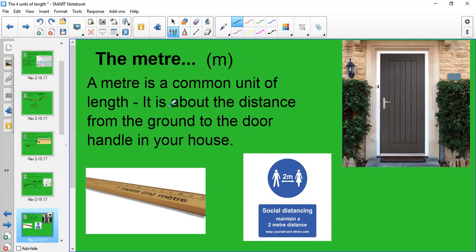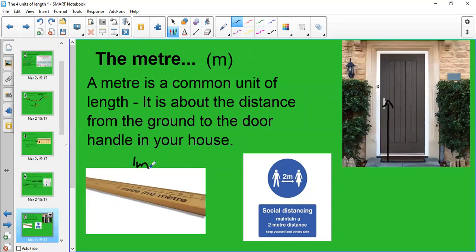It is about the distance from the ground to the door handle in your house. So where my little pen is, from the ground to a door handle, that is about 1 meter. But that is, of course, just a rough estimate. But it's good to be able to picture these things in your head. You might have seen me in class using a meter stick before. That is equal to 1 meter.